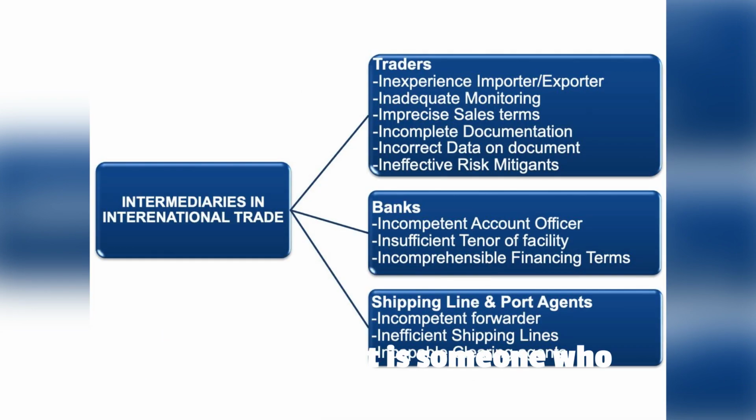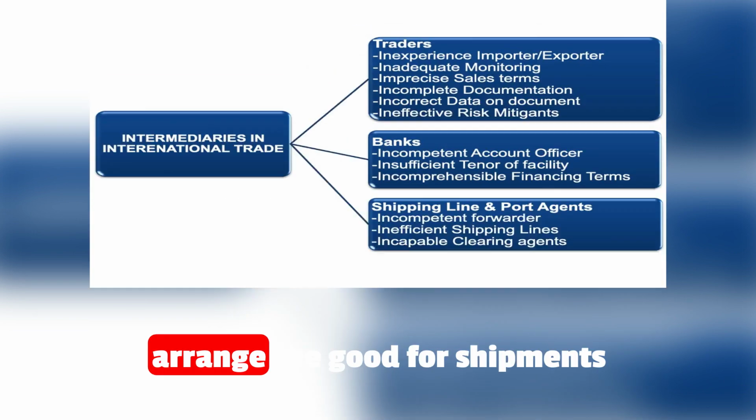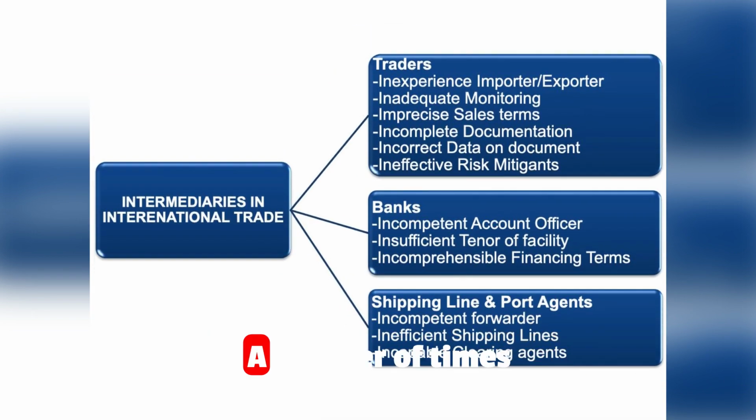When I import the goods, a clearing agent is someone who clears the goods inwardly. Some people call it customs brokers. The forwarders are the agents hired by exporters abroad to arrange the goods for shipment to the international destination. A number of times, they are dealing with inexperienced exporters who totally depend on these forwarders for everything.